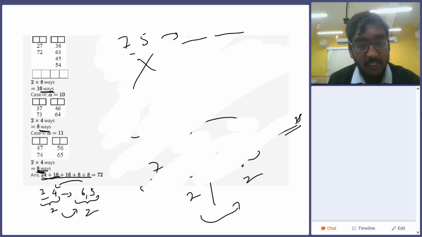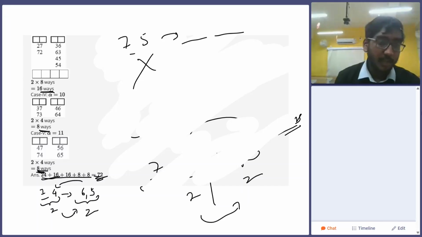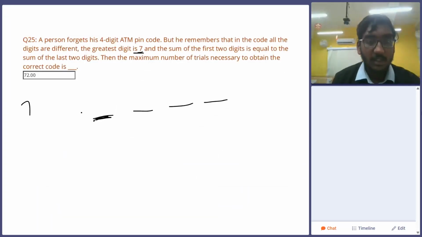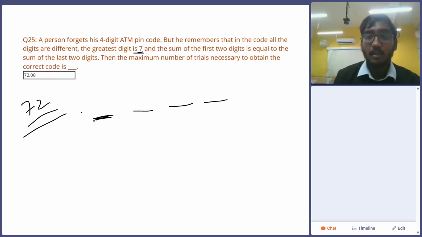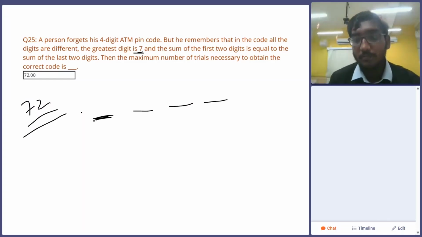So the total number of ways will be 24 plus 16 plus 16 plus 8 plus 8, that is 72 ways. So there are 72 such 4-digit numbers which can be found, or he needs 72 attempts at maximum to get the correct code. Okay, yes, that it is.